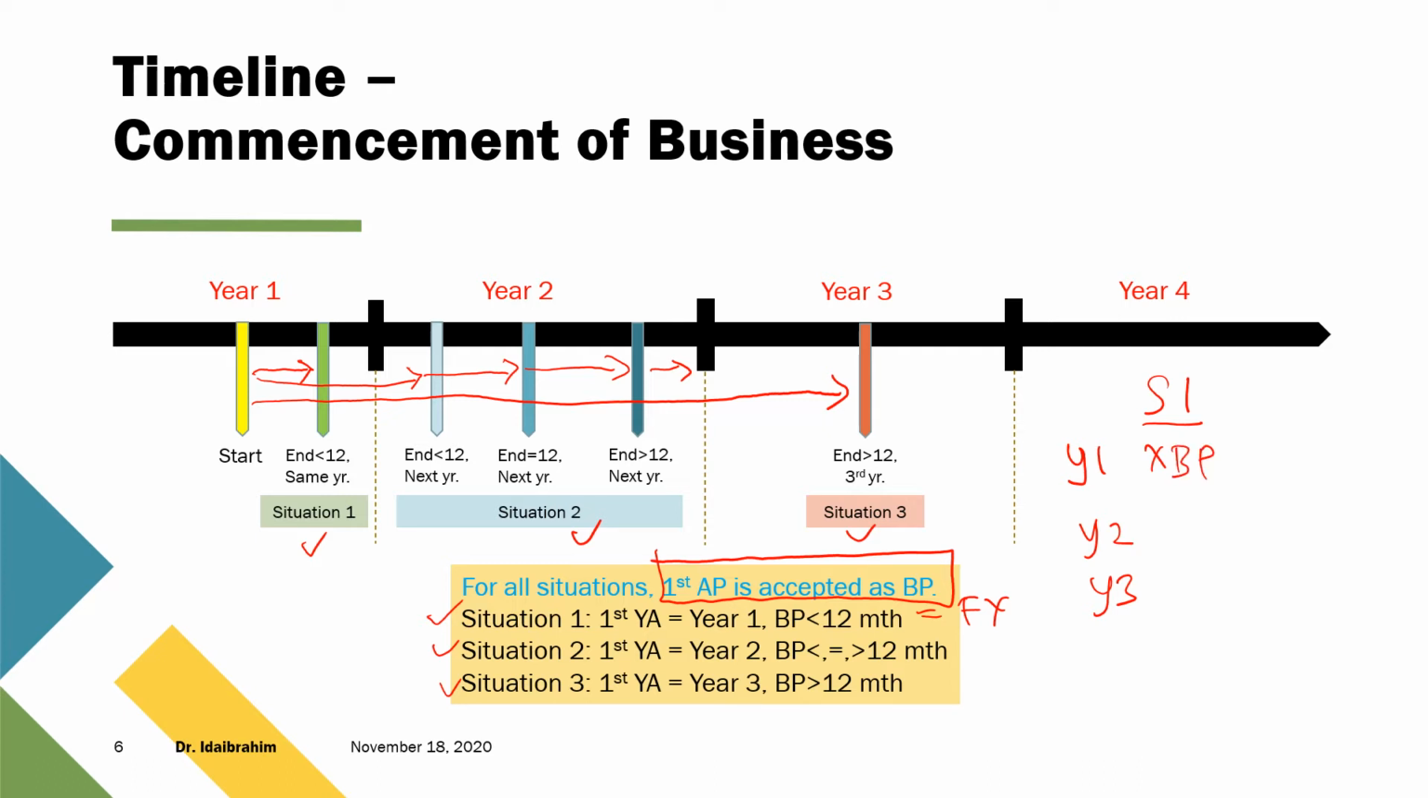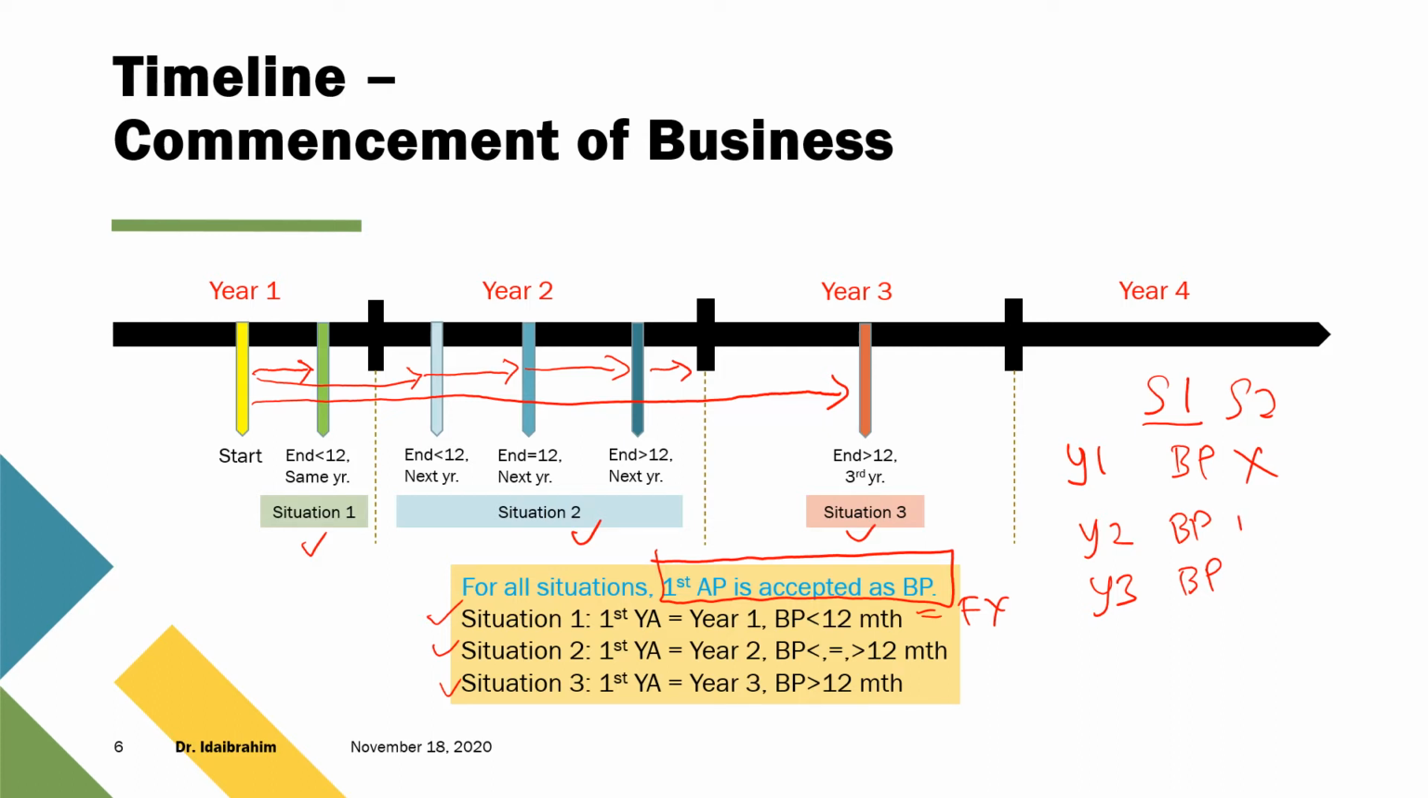Under situation 2, I made a mistake here. Under situation 1, we have basis period. Under situation 1, we have basis period for year 1, year 2 also, of course we should have for 12 months, and year 3 also we will have basis period. Under situation 2, however, we do not have basis period for year 1 because we do not close the account.